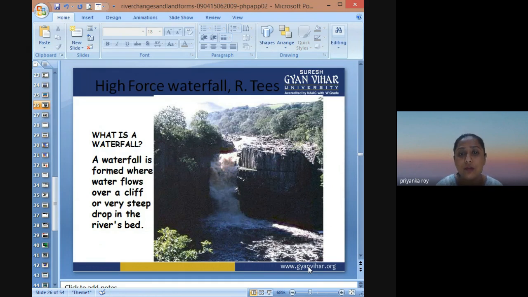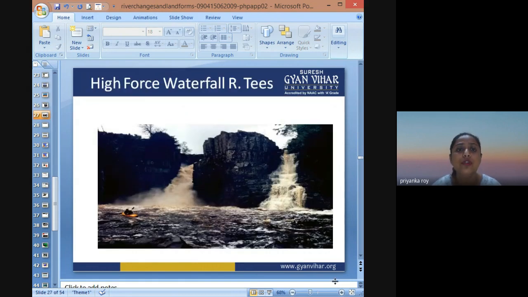So the high force waterfall is shown here. The waterfall is formed due to the water flow over a cliff or a very steep drop in a river bed system. So this is a water flow that happens.